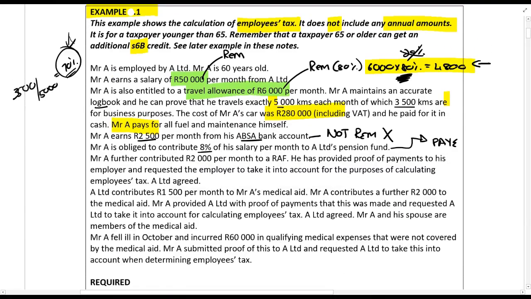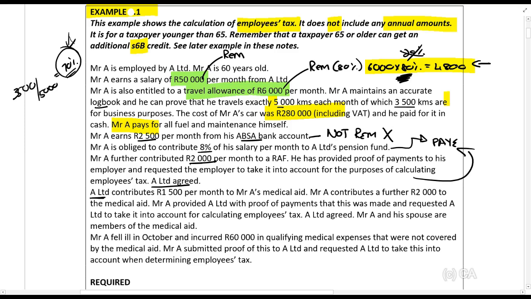Mr. A further contributed 2,000 rands per month to a retirement annuity fund. Now you need to be careful, because your employer does not do this. You need to provide proof to your employer, and your employer then needs to agree to take it into account. Your employer doesn't have to do it. Maybe they don't have the system to do it. In this case, Mr. A contributed 2,000 rands a month to RAF. He provided proof to his employer and requested the employer to take it into account. And A Limited agreed. So we will also deduct this from our pay as you earn in our calculation.